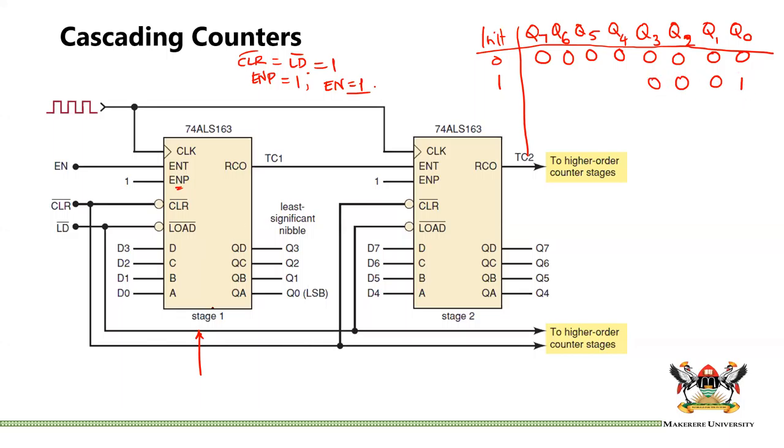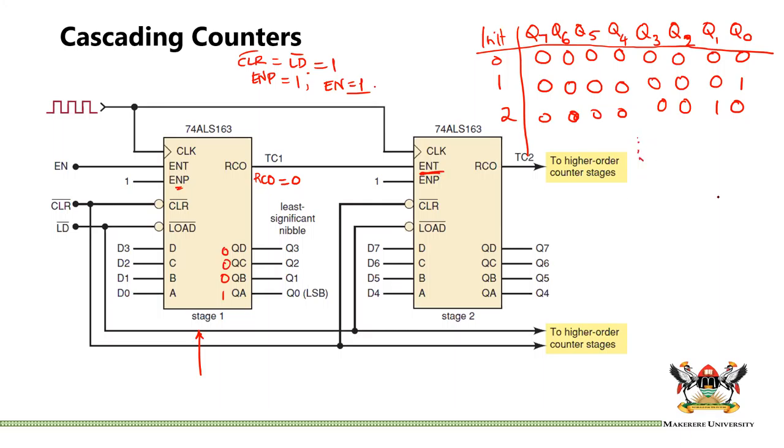In this state, if you have here 0001, it means RC naught is zero. And if RC naught is zero, then this ENT is zero, which means it is not going to count. It will stay in the same state, which is 0000. After the second clock pulse, we count again on this side, which is 0010. However, this still doesn't give RC naught as high, meaning that this will still not count stage two and will stay at 0000 because ENT is still zero.